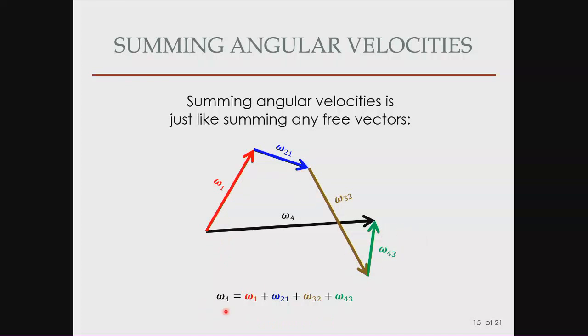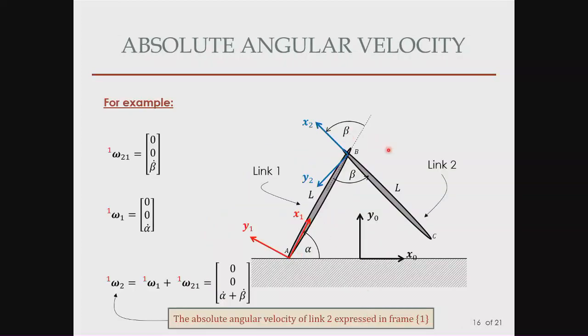So omega 4 is omega 1, or 1 relative to 0, as I said, plus 2 relative to 1, plus 3 relative to 2, plus 4 relative to 3. Just think about these cars, one having its absolute linear velocity and the rest compared to one another. All right, so back to this example.